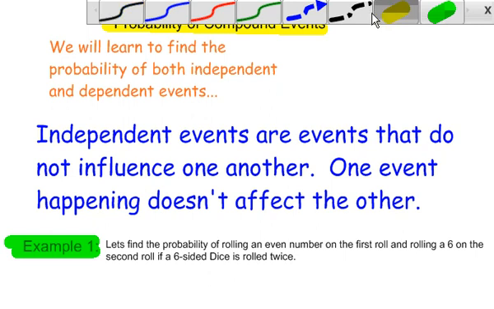Independent events are events that do not influence one another. In other words, one event happening does not affect the other event.